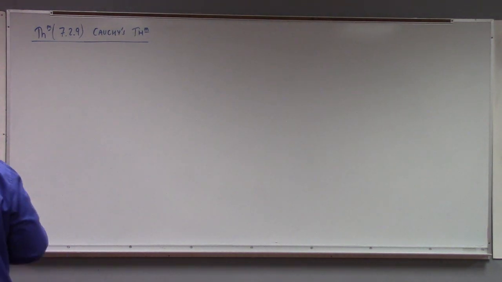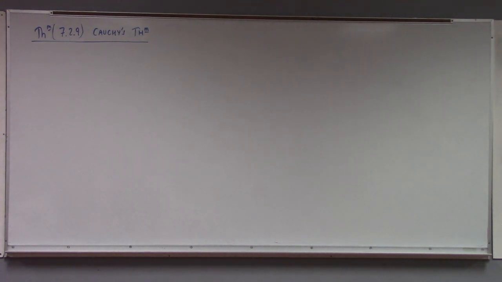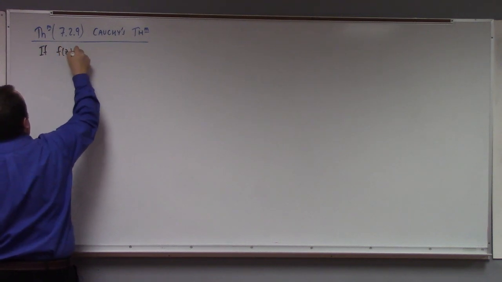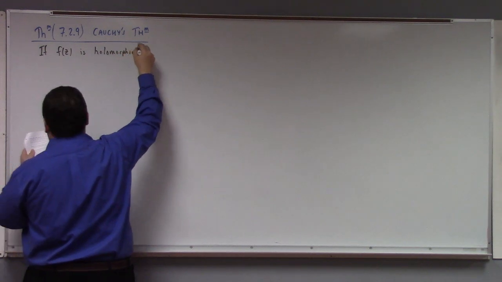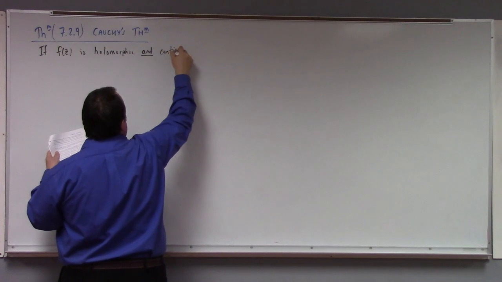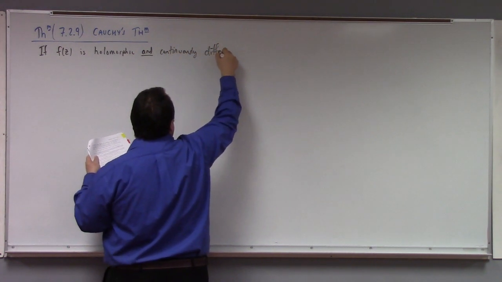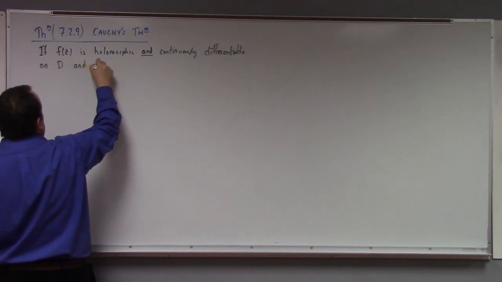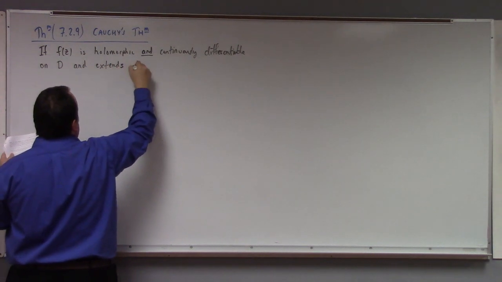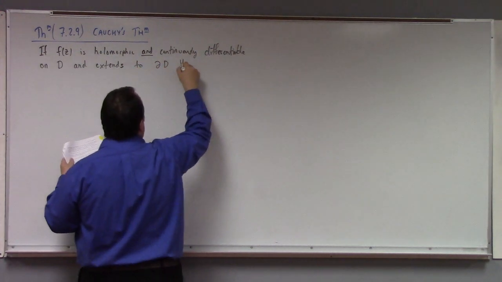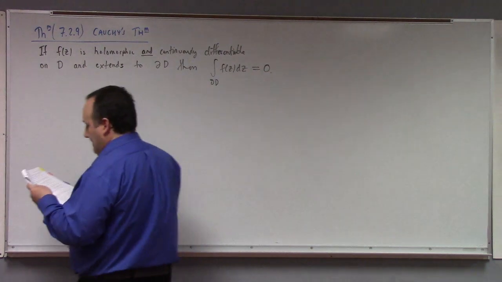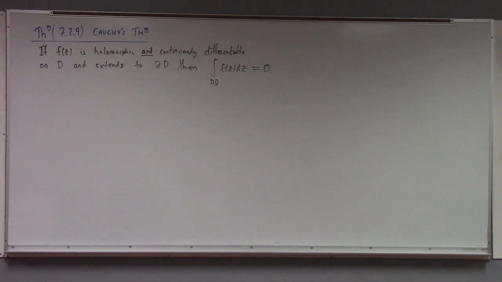And so Cauchy's theorem states the following. If f of z is holomorphic and continuously differentiable on D and extends to the boundary of D as well, then the integral around the boundary of D of f of z dz is equal to 0. Now here, the boundary of D is the oriented boundary of D, where the inner boundaries are taken to be clockwise, whereas the outer boundaries are taken to be counterclockwise.